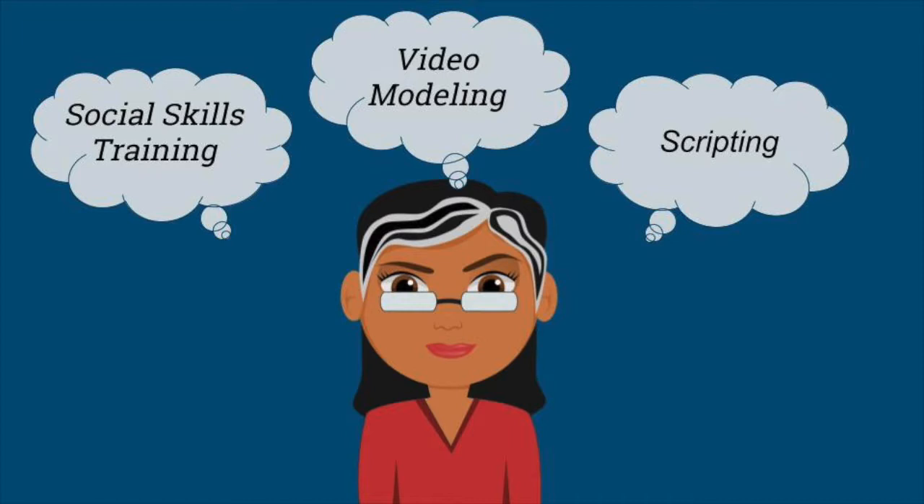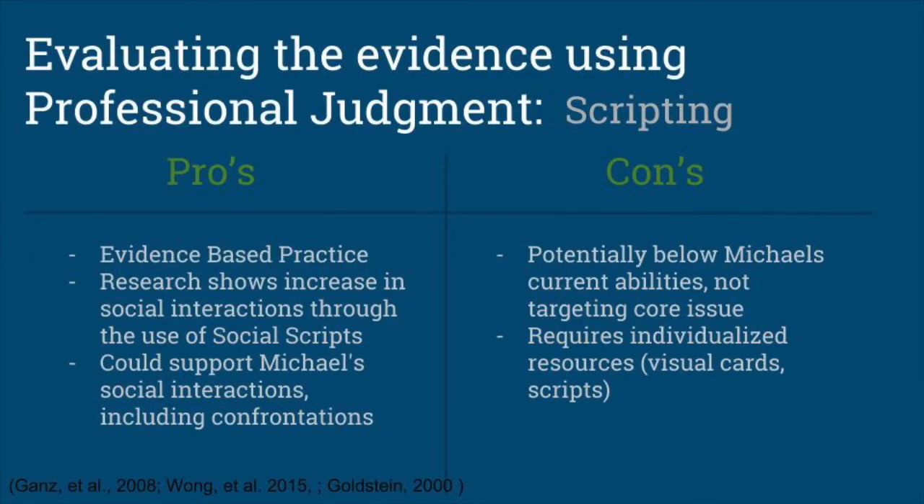Next, I had to evaluate each one, which was kind of like a pros and cons list based on research. First, I researched scripting. Scripting was shown to be an effective strategy, and it could support Michael's social interactions, including those confrontations that I mentioned earlier. However, it also seemed a little bit below his current abilities and required some additional resources. It didn't seem like the best fit.